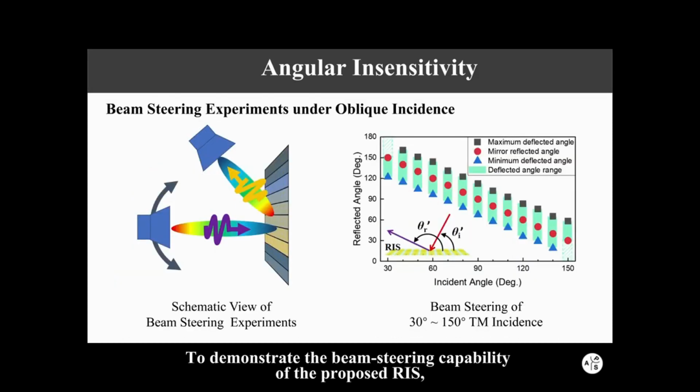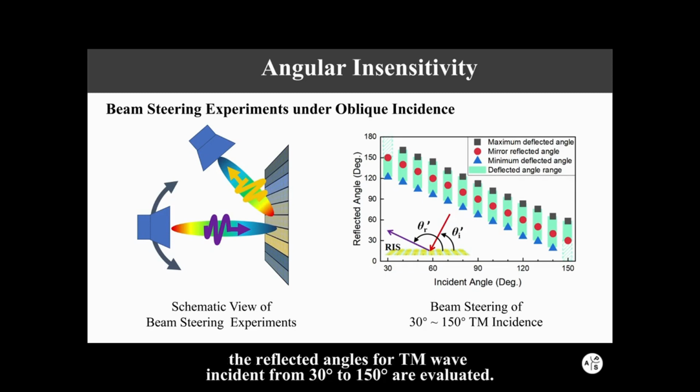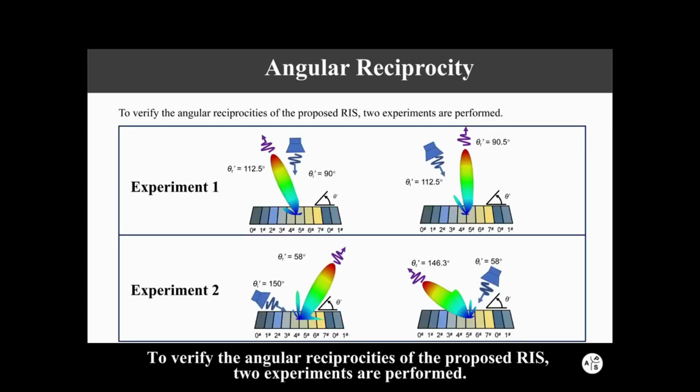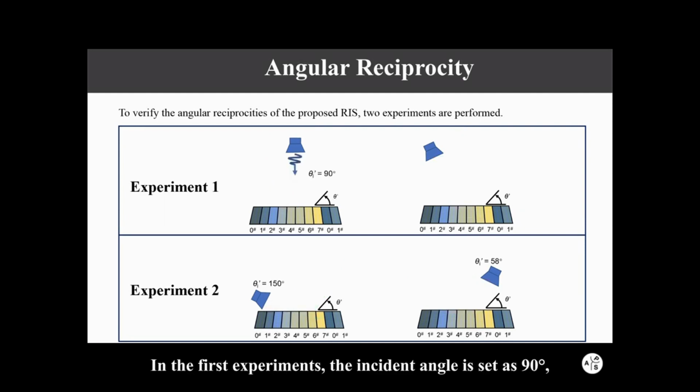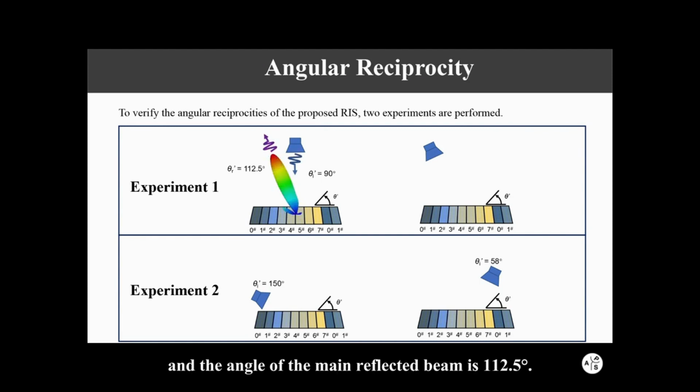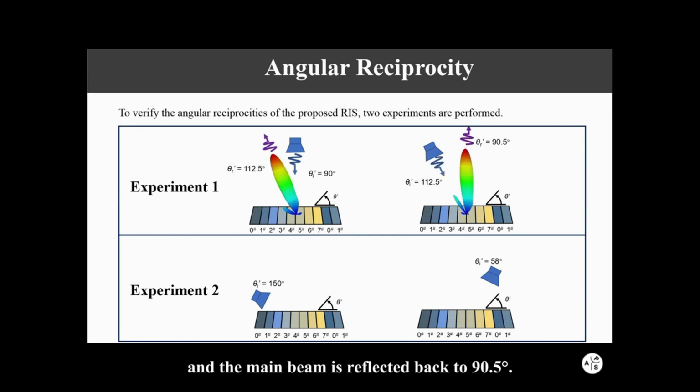To demonstrate the beam steering capability of the proposed RIS, the reflected angles for TM wave incident from 30 degree to 150 degree are evaluated. To verify the angular reciprocity of the proposed RIS, 2 experiments are performed. In the first experiment, the incident angle is set as 90 degree, and the angle of the main reflected beam is 112.5 degree. Next, the incident wave angle is set as 112.5 degree, and the main beam is reflected back to 90.5 degree.